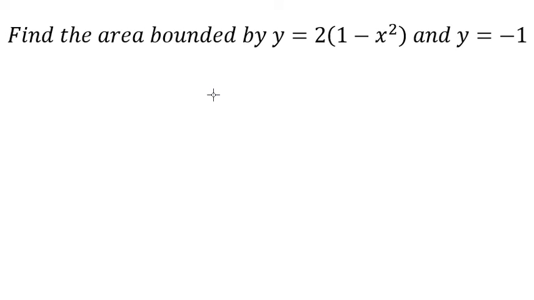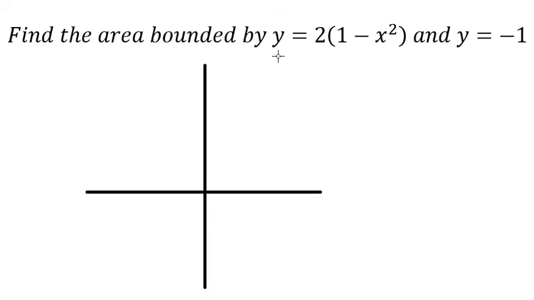The topic today is about application of integration. So now I will show you how to answer. We need to write about this one and this one. y equals 2 multiplied by 1 minus s squared. The graph should be like this. Next, y equals negative 1. The graph should be like this.